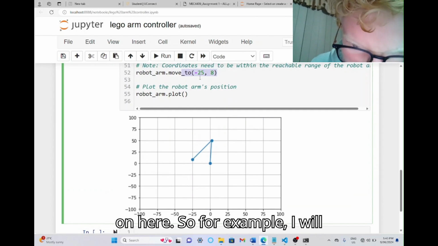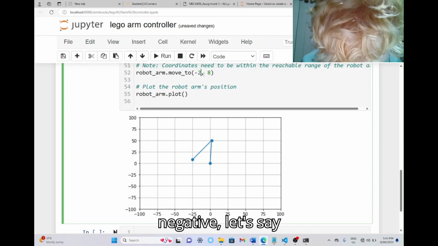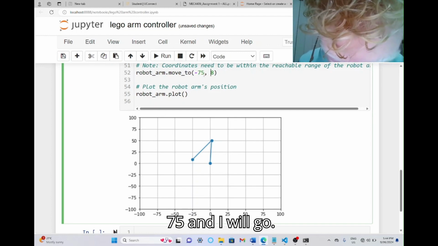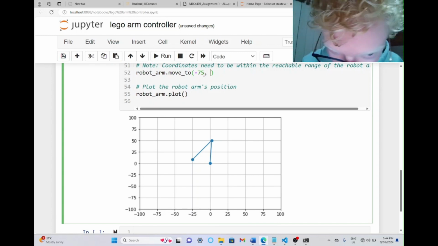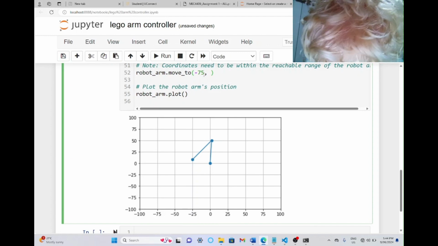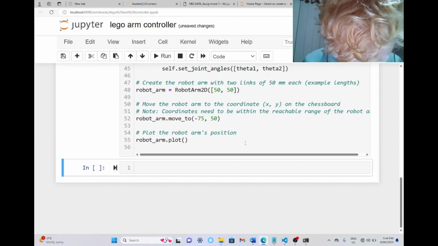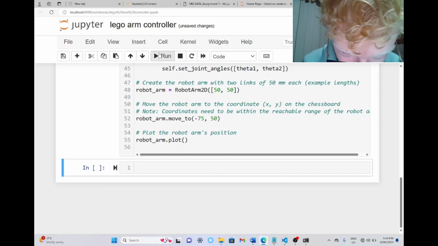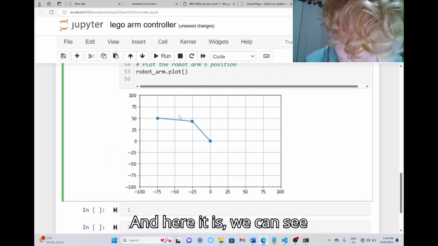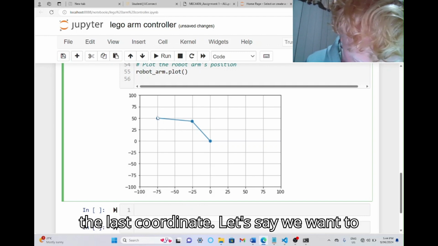So for example, I will go and do negative, let's say, 75, and here I will put, let's say, 50, then click run, and here it is. We can see negative 75 and 50, the plotted coordinate.